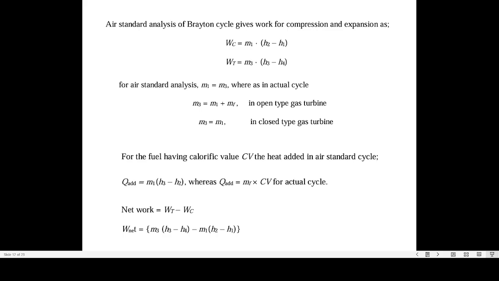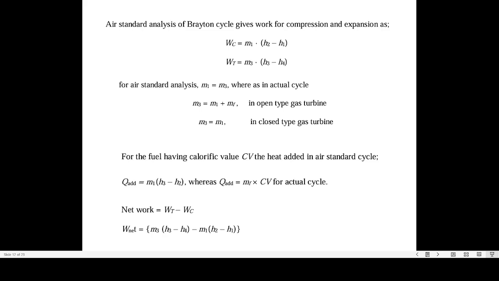The gaseous fuel which is used for the operation of the gas turbine cycle, let us say it has the calorific value represented as CV. So CV is the calorific value. For heat addition, we can write the mass of the fuel burned into the calorific value, so mf into CV. If you multiply the mass of the fuel which is burned with the calorific value of the fuel, one can get the heat which is added during the heat addition process, the process 2, 3.